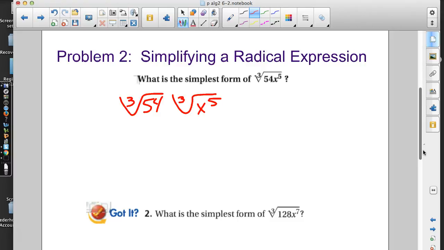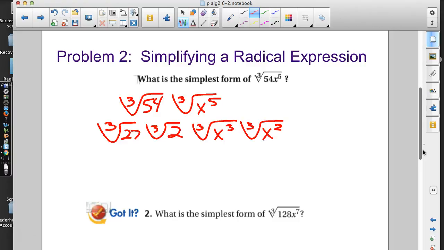Cube root of 54. Check your list. Perfect cubes that would divide nicely into 54. 27, how many times? Twice. Cube root of x to the 5th. Well, 3 doesn't go into that perfectly, so we'll have a cube root of x to the 3rd, and then we'll have a cube root of x squared.